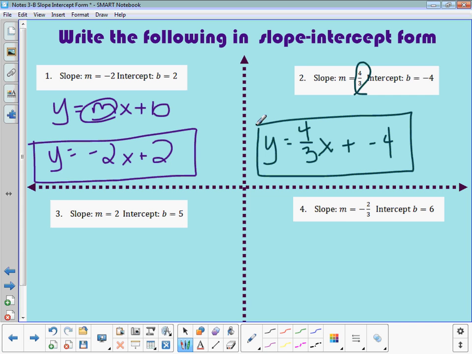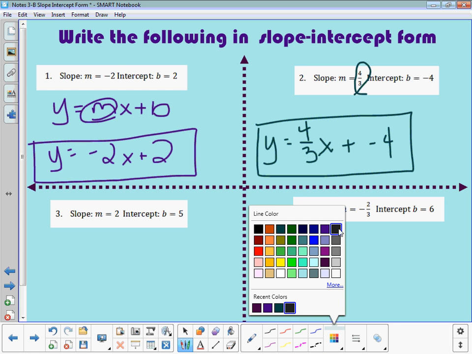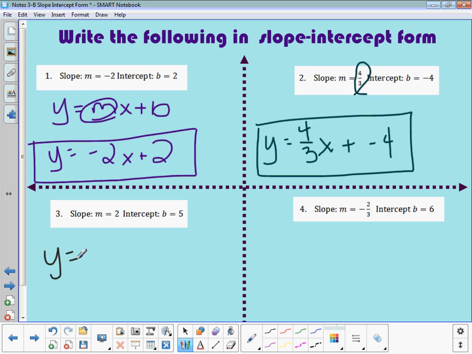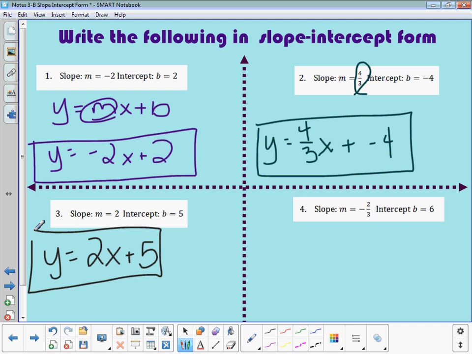Same thing for number 3. So remember, the y is going to stay in there. We're going to take out the m, replace it with a 2. Keep the x in there. Take out the b, replace it with a 5. That's your final answer. I want you to go ahead and try number 4 on your own. See if you can do number 4 on your own, okay? And then move on once you're done.